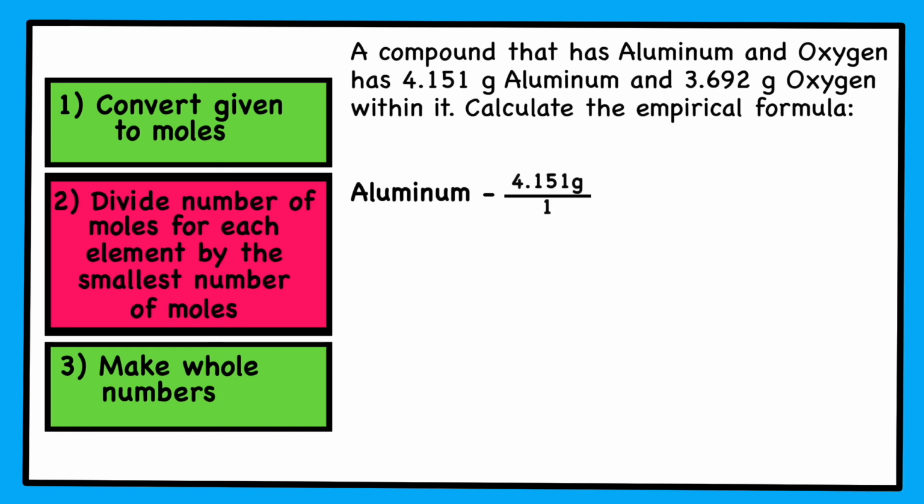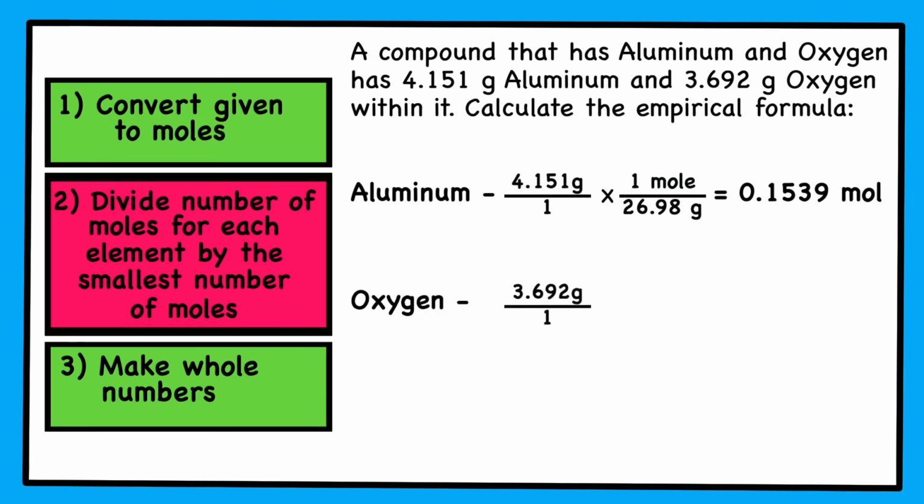I'm going to put 4.151 grams of aluminum over 1 and multiply it by 1 mole of aluminum over the atomic mass of aluminum, which is 26.98 grams of aluminum. When I do this, I get 0.1539 moles of aluminum within this compound. Now we're going to do the same thing for our oxygen atom. We take our 3.693 grams of oxygen, put it over 1, and multiply it by 1 mole of oxygen over the atomic mass of oxygen, which is 16 grams. When I do this, I get 0.2308 moles of oxygen. Now we can go on to our second step.